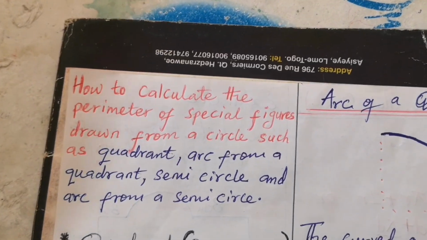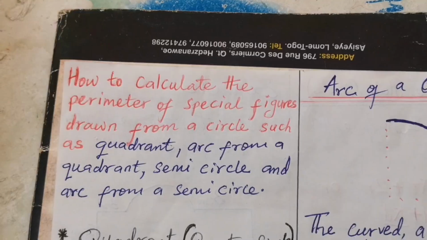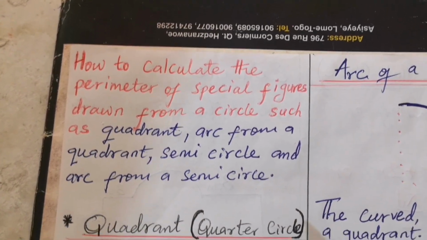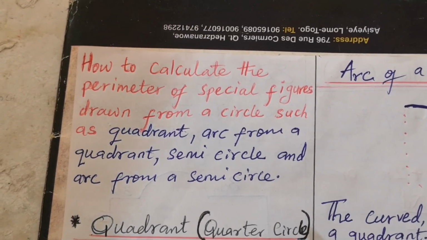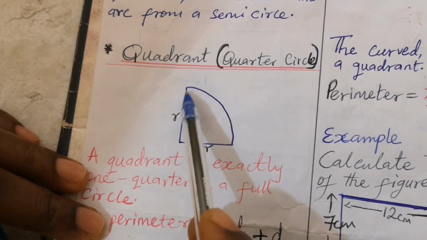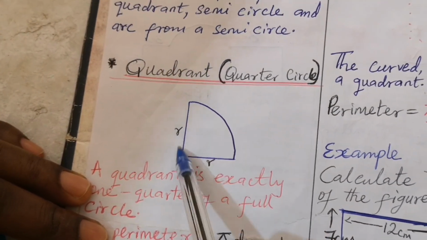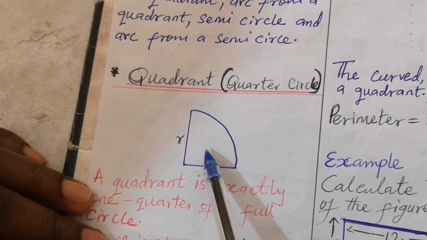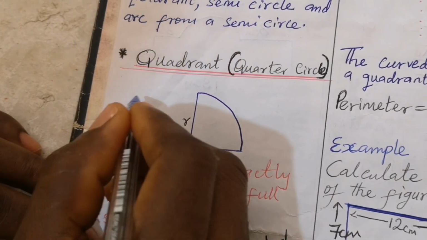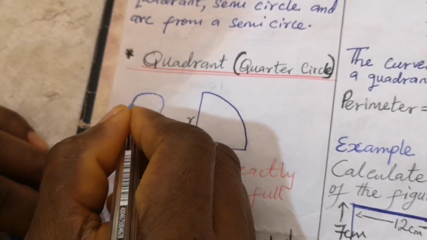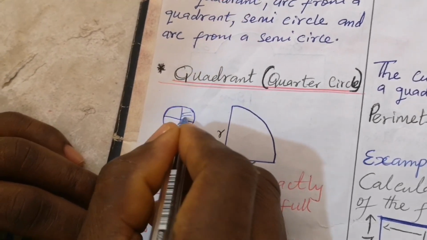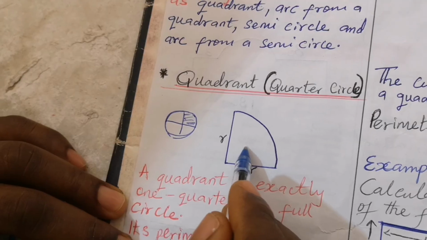Okay, let's look at how to calculate the perimeter of special figures drawn from a circle, such as a quadrant, arc from a quadrant, semicircle, and arc from a semicircle. The first one we have here is the quadrant. This is a quadrant, and it is gotten from a circle. When you divide a circle into 4 equal parts, you will get this shape. One part of it is a quadrant.